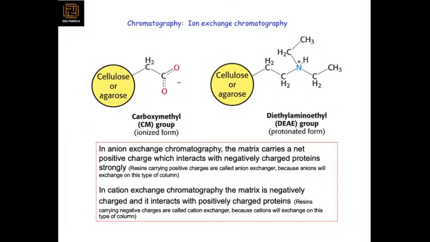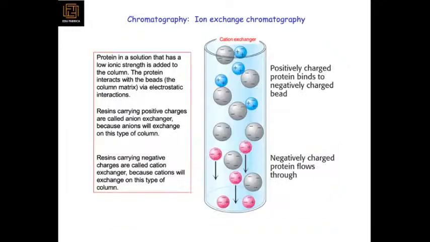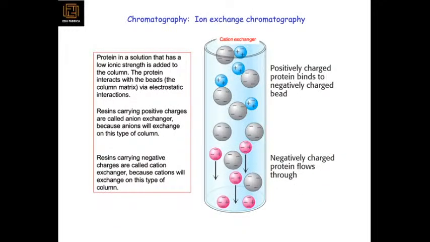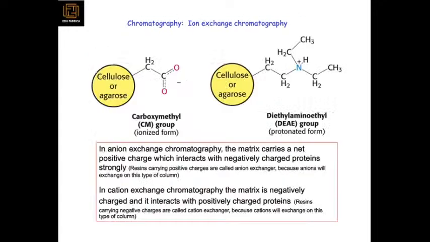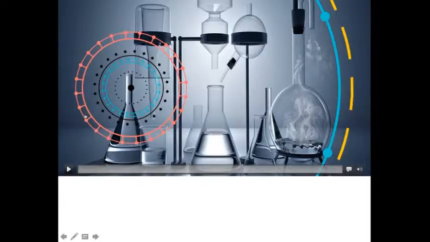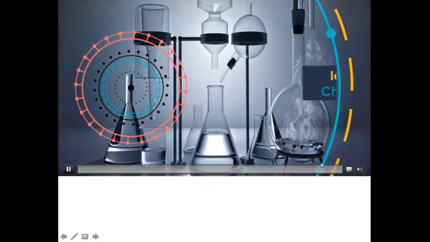So there could be an ion exchange chromatography where the matrix carries a net positive charge which interacts with the negatively charged protein strongly. And in the cation exchange, the matrix is negatively charged and interacts with the positively charged proteins. So this is cation exchange chromatography. So let's watch one video for this also.